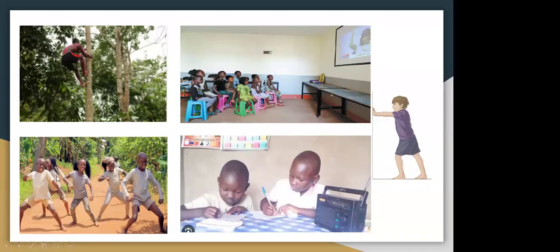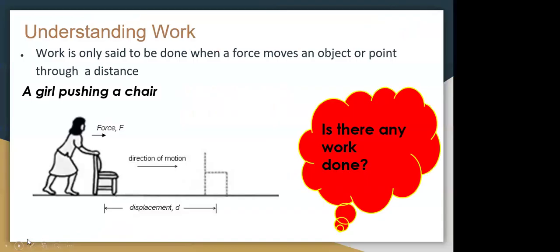Okay, I think now we are good to continue. Let me ask you to first write what we are going to look at now. It's called work. After writing your work, we are going to dive into understanding what work is. Work is only said to be done when a force moves an object through a given distance.